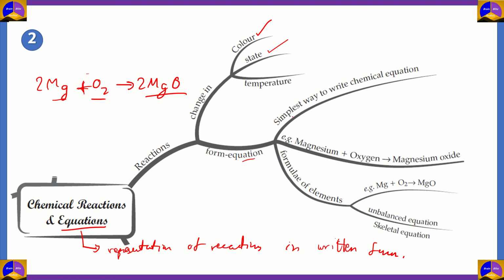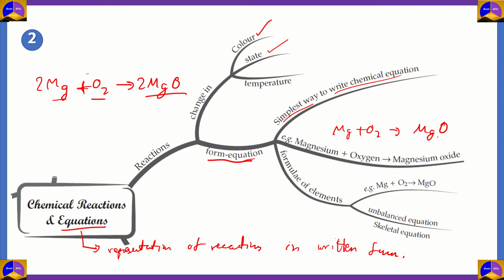Equations are said to be the simplest way to write chemical reactions, and you can write equations using words, or you can use formula equations. This here is an example of a formula equation. So in a formula equation, you can write magnesium plus oxygen giving you magnesium oxide as Mg plus O2 gives you MgO. So these are the formulas, the chemical notations of each of these elements and compounds.